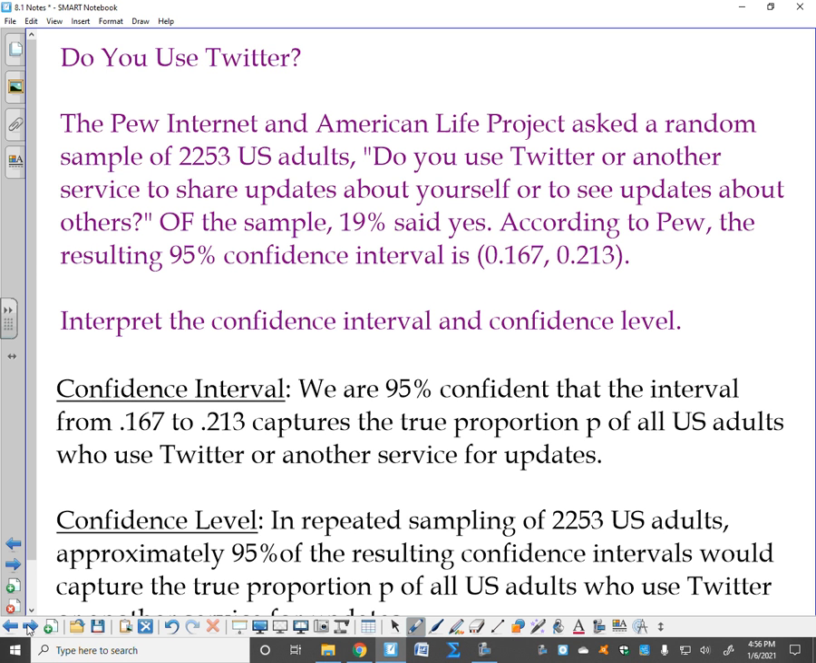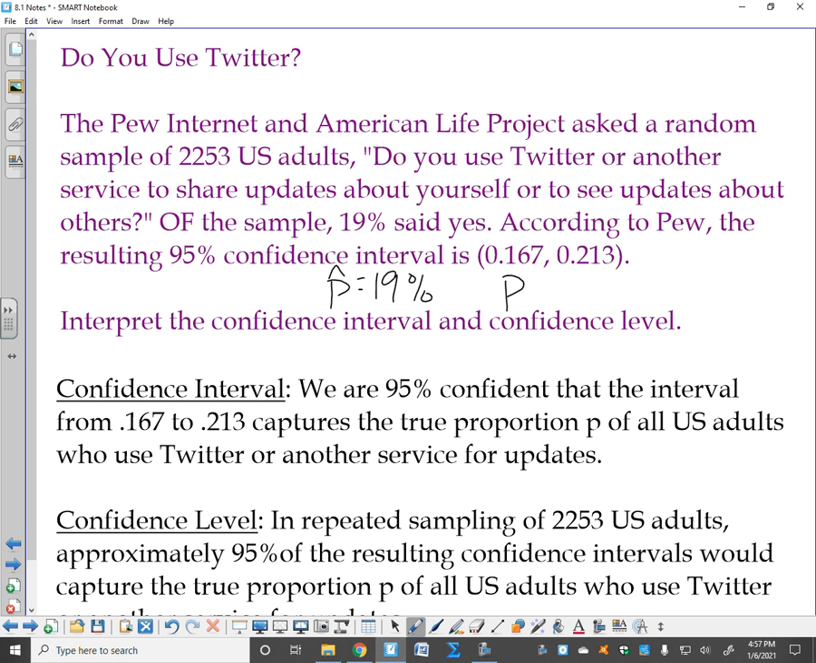The Pew Internet American Life Project asked a random sample of 2,253 U.S. adults, do you use Twitter or another service to share updates about yourself or to see updates about others? Of the sample, 19% said yes. This is sample information. This is p hat. According to Pew, the resulting 95% confidence interval is 0.167 to 0.213. So my sample, my p hat, is 19%.